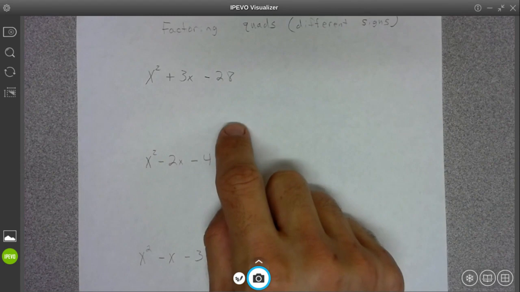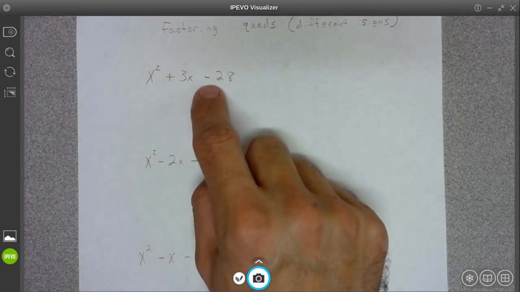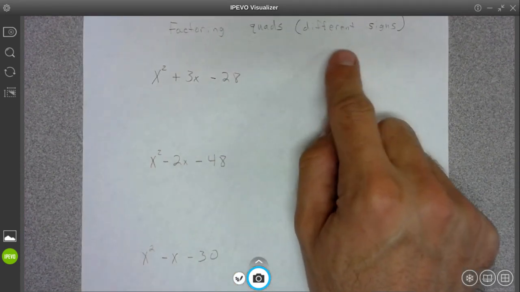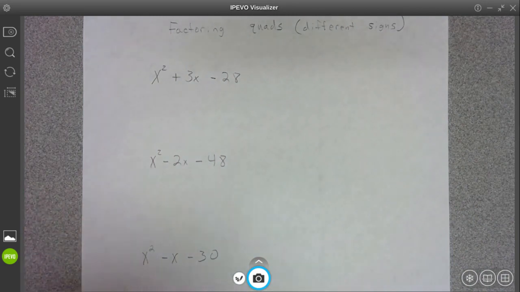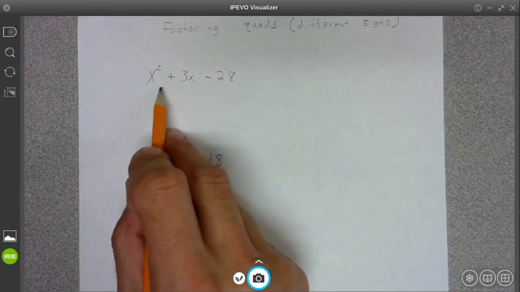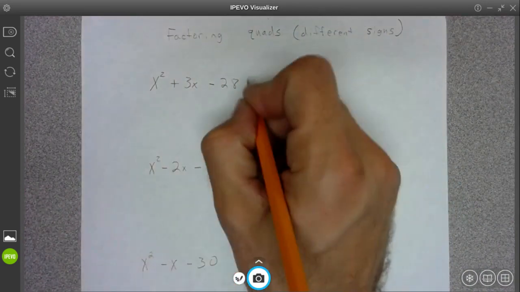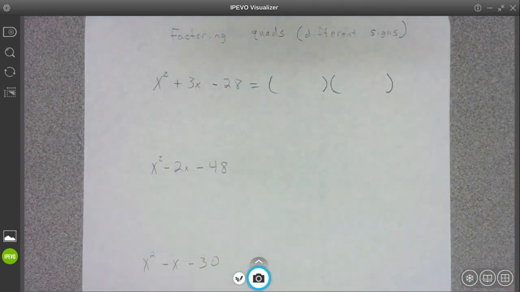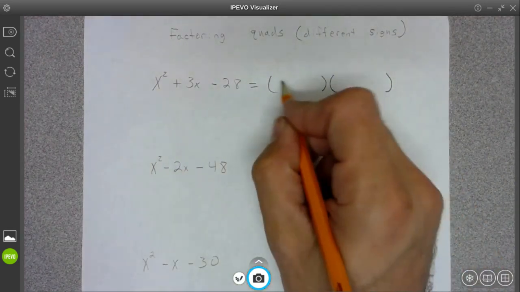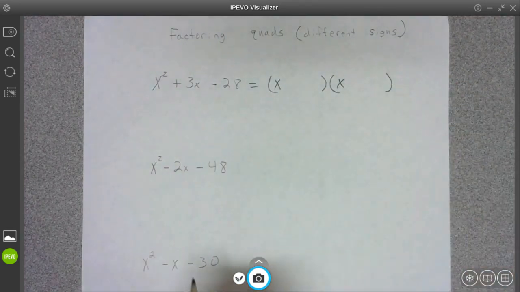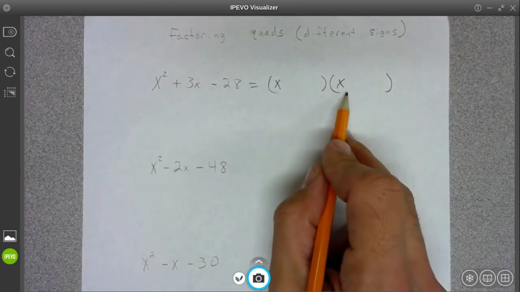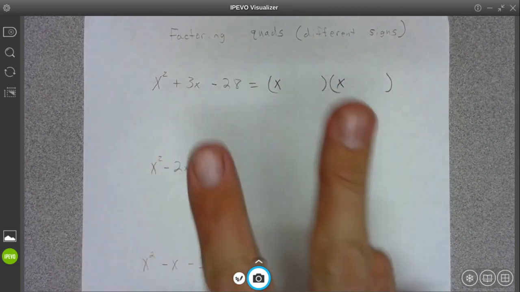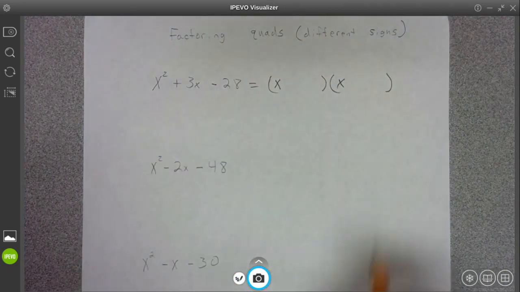Now, because this is a minus sign this time, we're going to say that they have different signs. You'll see what I mean. So we're going to factor this quadratic. We're going to rewrite it in terms of its factors, or in terms of multiplication. Again, this has to be an x and an x, because x times x is the only way to get x squared.